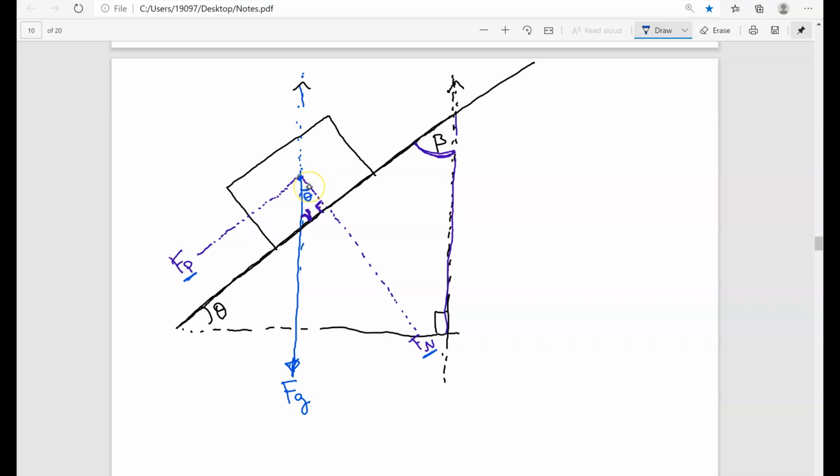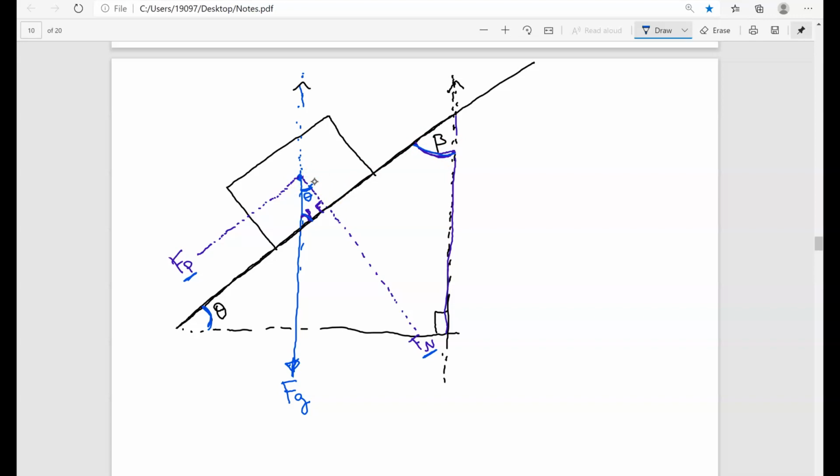So that means that this angle is the same as this angle. Now, it doesn't look like it because of the way that I drew my picture, but they're actually equal by alternate interior angles. So this guy is beta and this guy is beta, and then you have this guy to be theta.